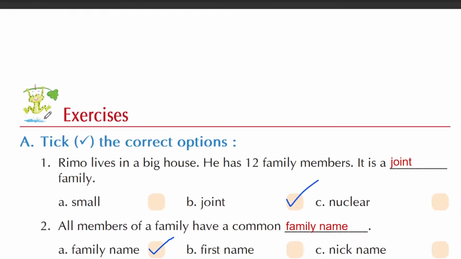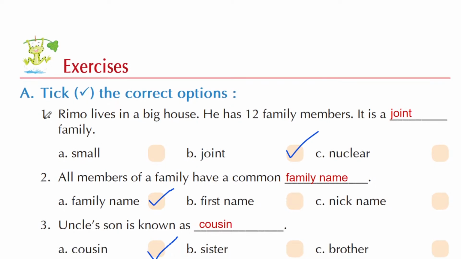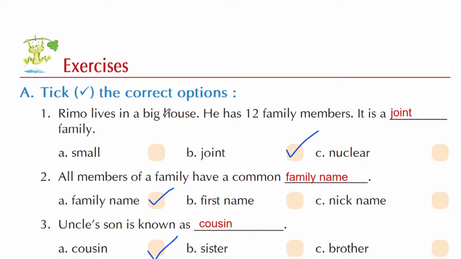Now let's solve some exercise questions. You have to tick the correct options. Remo lives in a big house. He has 12 family members. It is a dash family. So it is not a small family, it is not a nuclear family. It is a joint family as it has 12 family members.